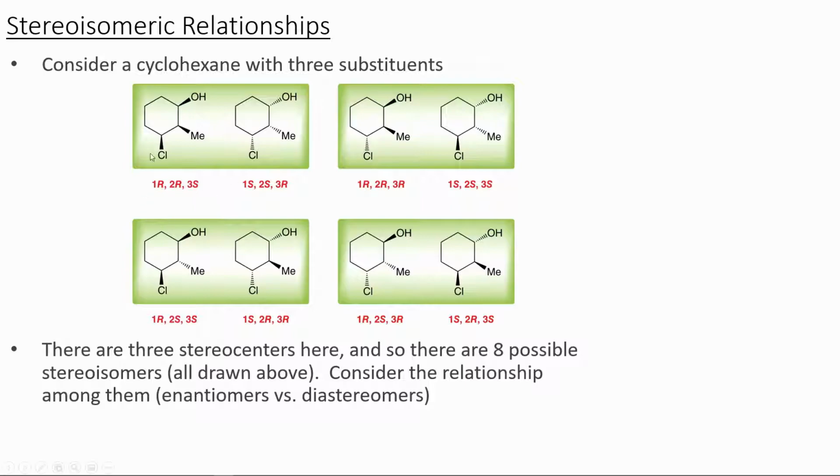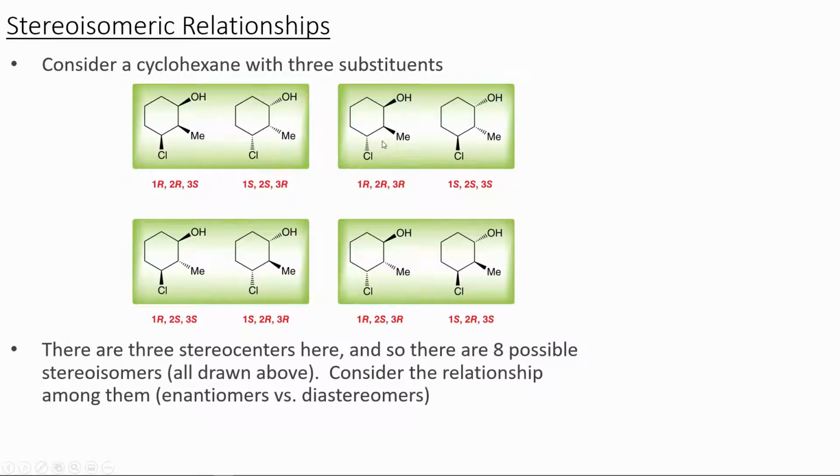So let's consider a cyclohexane with 3 substituents. We have 3 chiral centers, right? Each of these carbons has 4 different substituents attached to it. And because we have 3 stereocenters, we could designate them all, right? This one could be R, this one could be R, this one could be S. The mirror image of this molecule found here, or its enantiomer, is going to be the exact opposite stereocenter at all three positions. So these are a pair of enantiomers.